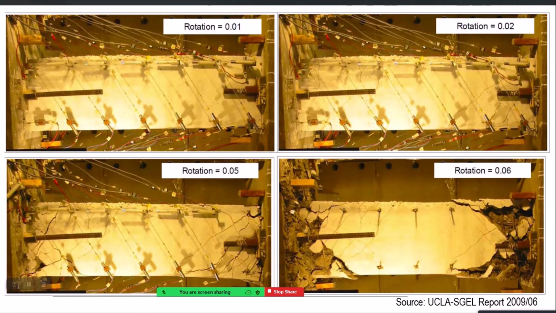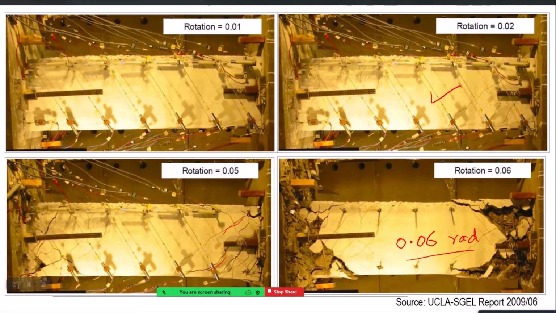So this figure tells you how much the actual rotation looks like. For example, on the figure on top left you can see that a rotation of 0.01 will not cause any significant damage. On the top right you can see it is 0.02, and then 0.05 you can see here some cracks, and then this is 0.06 radians. 0.06 radians you can see have significant damage at the ends.